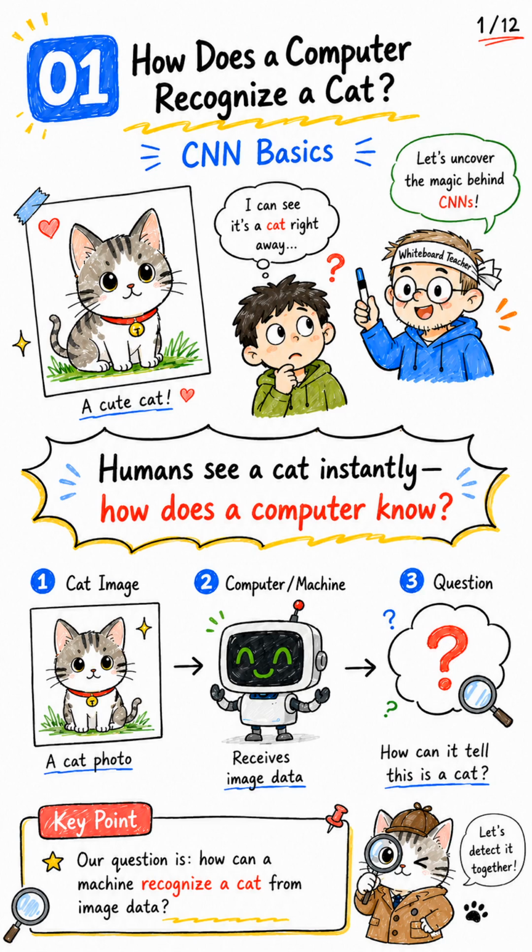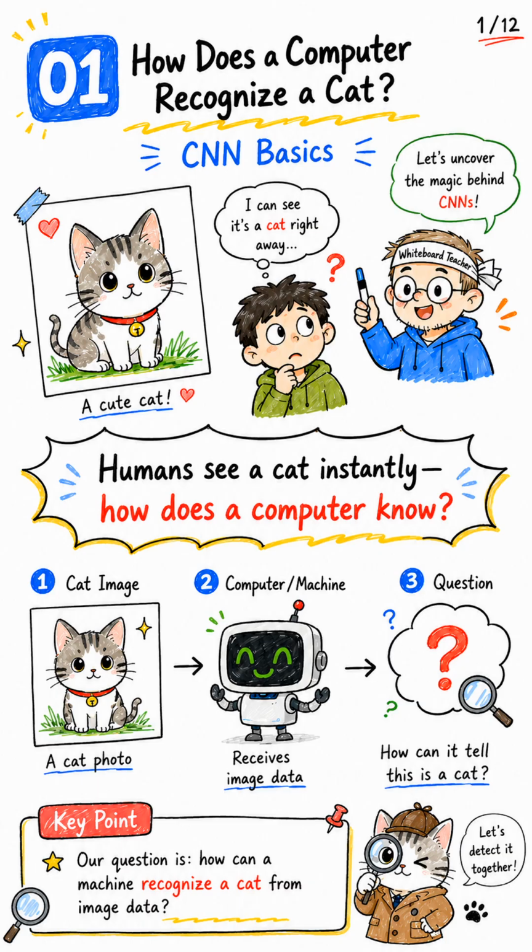Let's start with a simple question. When humans look at a picture of a cat, we can usually recognize it instantly. But a computer does not see a cute animal. It does not see fur, ears, or whiskers. To a computer, this image is just a big table of numbers. So the real question is, how can a machine look at these numbers and decide, yes, this is a cat? That is exactly what a CNN, or convolutional neural network, is designed to do.